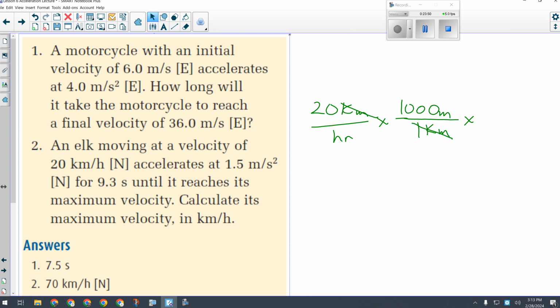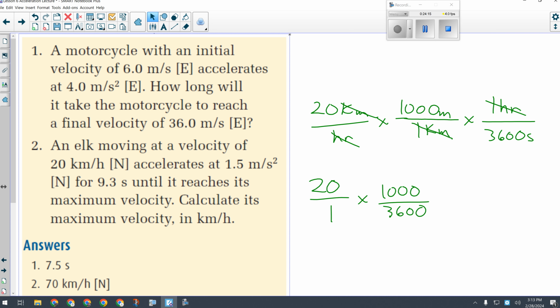3,600. 3,600. 60 times 60. 60 seconds in a minute, 60 minutes in an hour, 60 times 60. Okay, so in 1 hour, there are 3,600 seconds. That'll get rid of my hours. So really what I'm doing is I'm taking 20 over 1 and I'm multiplying it by 1,000 over 3,600. Agreed?